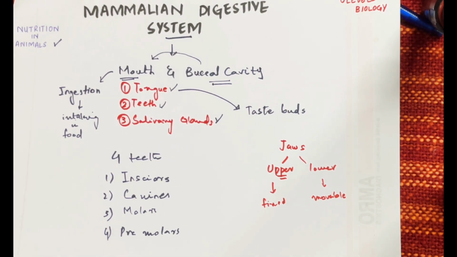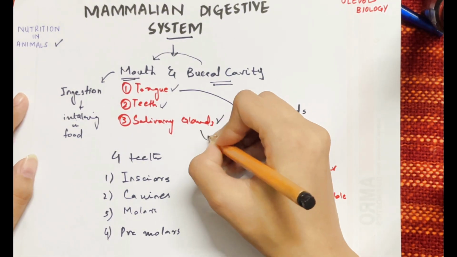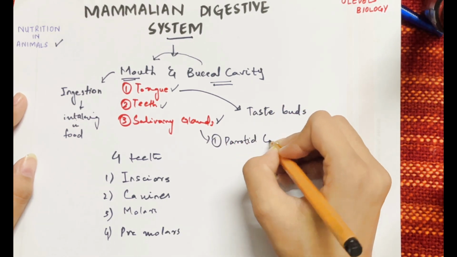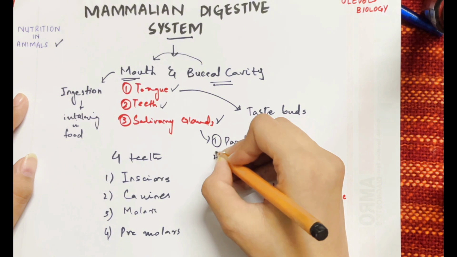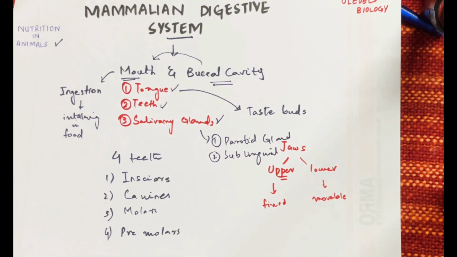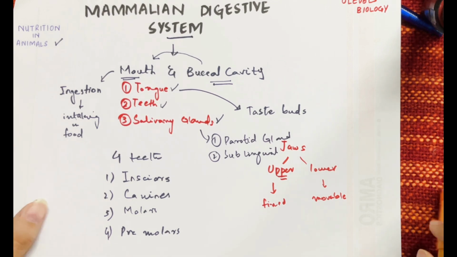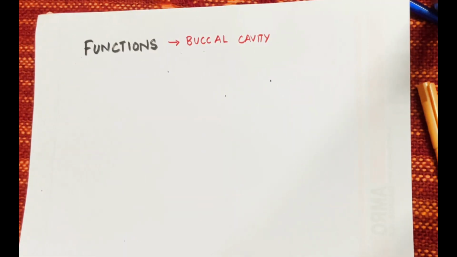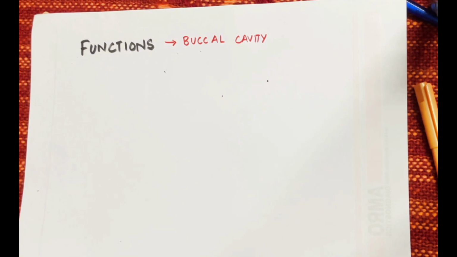Other than that, when you talk about salivary glands, there are several salivary glands present in the buccal cavity, but we're going to discuss some of them. For example, the parotid gland, and the other one that you need to remember is the sublingual gland. These are the major and basic glands that you need to learn about, and this is about the mouth and the buccal cavity. Now let's talk about the functions of the buccal cavity.